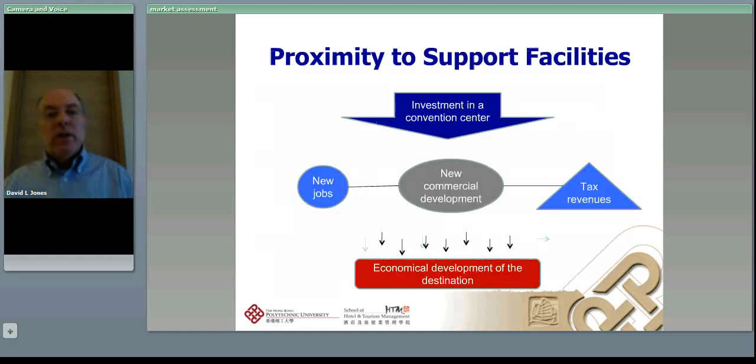Proximity to other supporting facilities is important here, and if you look at that whole aspect, you look at the investment in the convention center, you look at new jobs, tax revenues, new commercial development, all of that has to feed into the economic development of the city. A good, simple chart and graph to be able to put this into perspective.